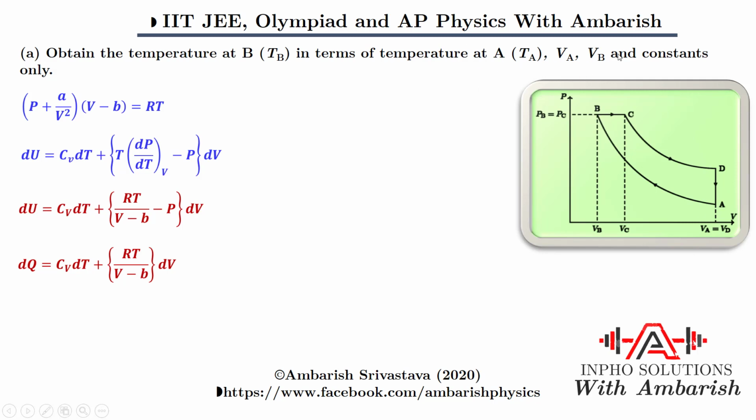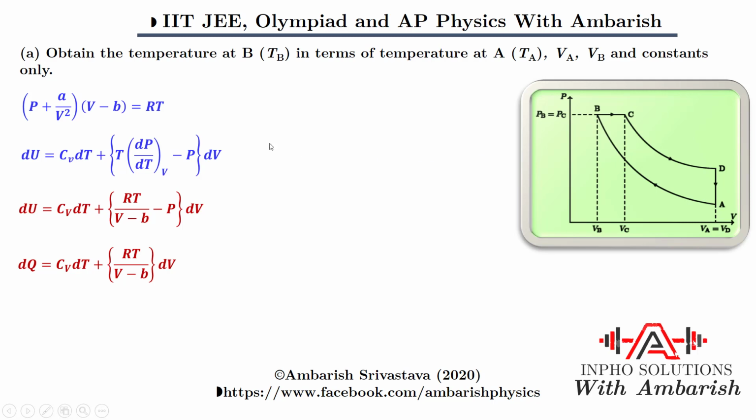If it were an ideal gas, our job was very simple. We know that in an ideal gas for an adiabat it is simply TV to the power gamma minus 1 equal to constant. But it's not an ideal gas, so we'll have to do the derivation for the van der Waals gas. Try to recall how we derived TV to the power gamma minus 1 constant. We use the fact that dQ is 0 for an adiabat, and then we arrive at a differential equation in T and V. We'll try to derive a differential equation between T and V.